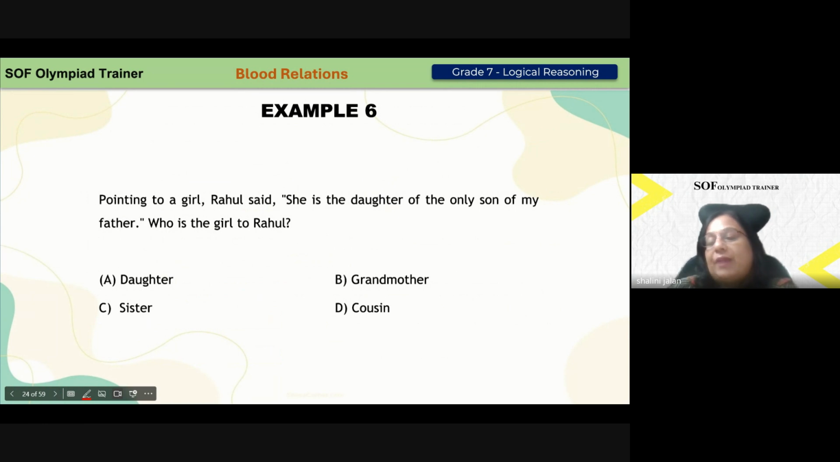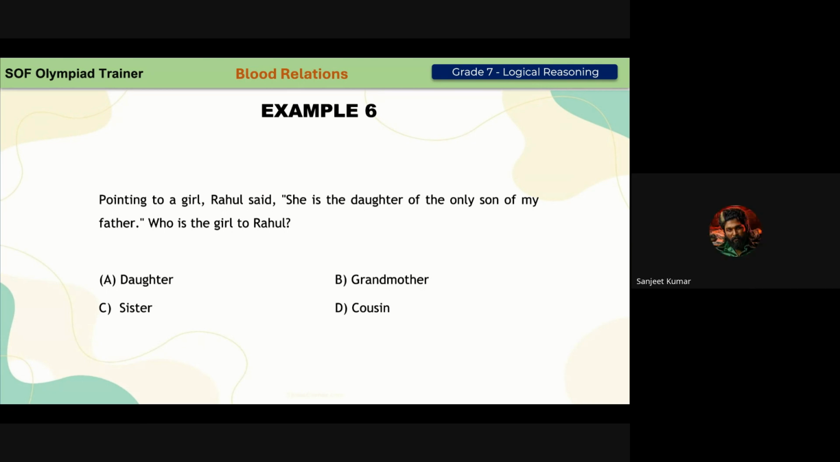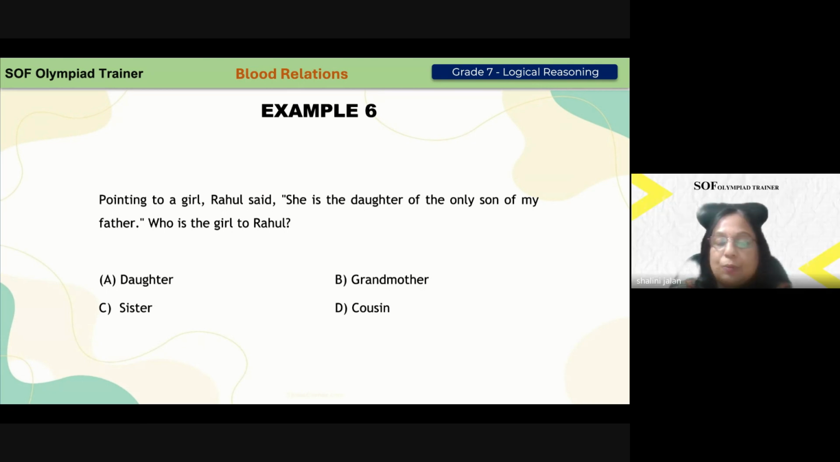Right? Now you have 2 methods. You can go step by step as we were doing previously, or you can construct a family tree as we have just checked. So try to solve this question using any of the methods. Pointing to a girl, Rahul said, she is the daughter of the only son of my father.